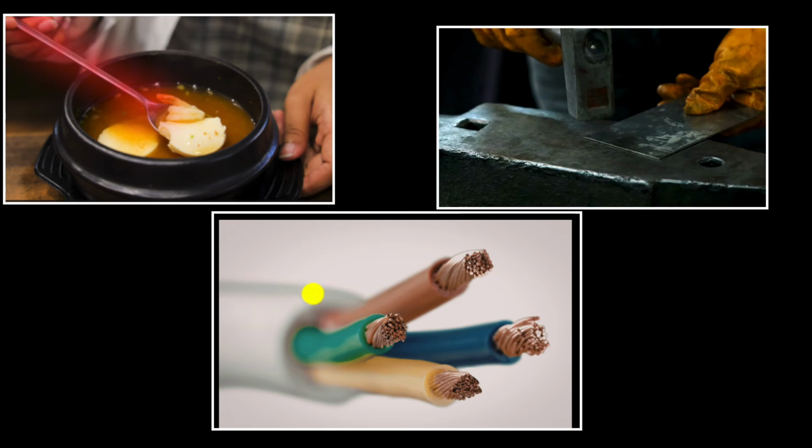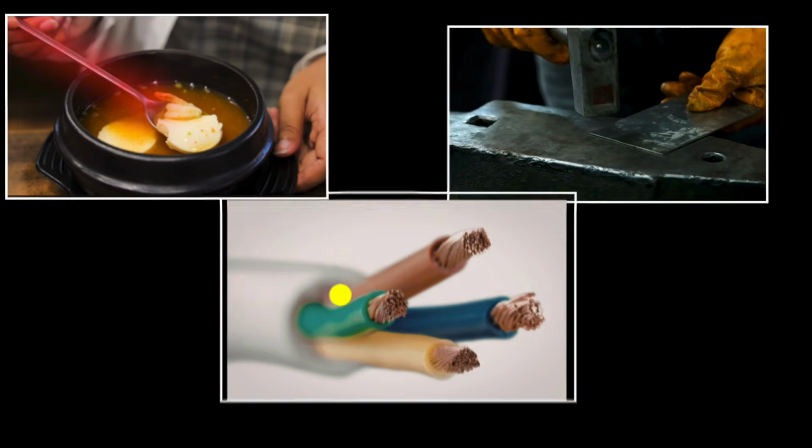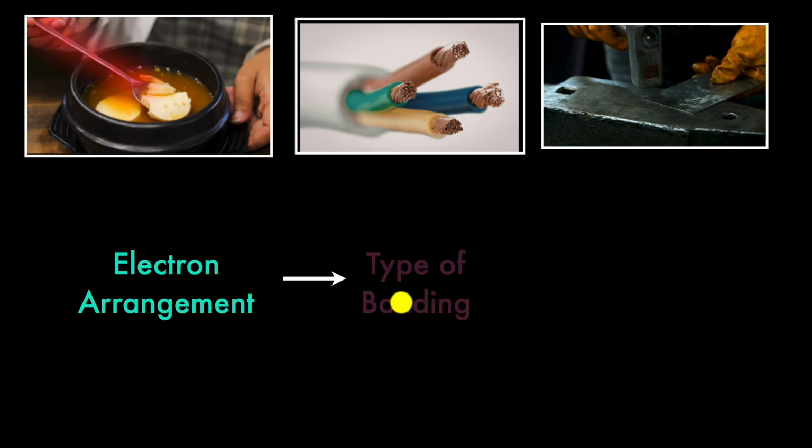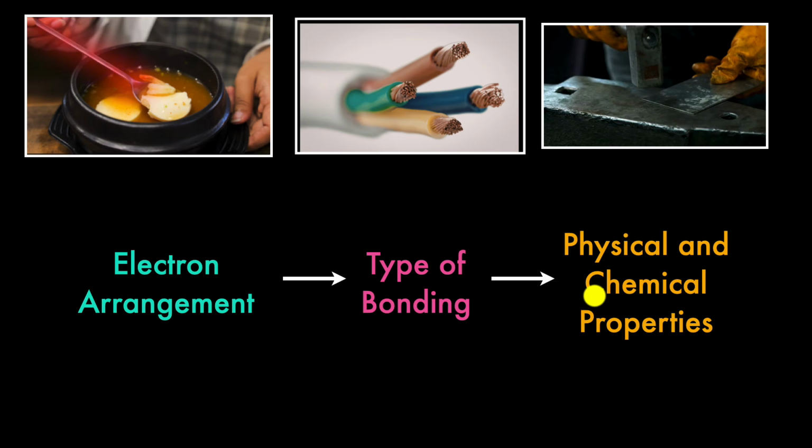Well, that's what we're going to find out in this video, and we're going to do that at the level of electrons and atoms. But how? Well, here's our strategy. We'll first figure out how the electrons are arranged or shared between the atoms. This will help us understand the type of bonds that are formed, and that will help us understand their physical or chemical properties, which will help us answer all these questions.